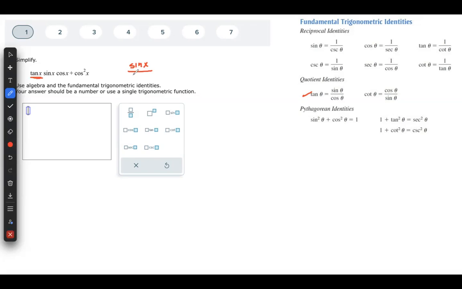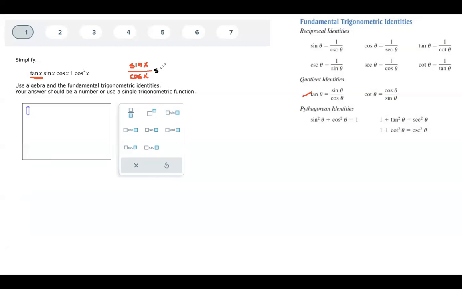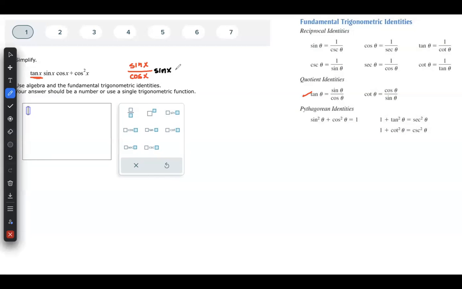sine of x over cosine of x. Everything else must stay exactly the same. The tangent became sine over cosine, and I'm going to leave everything else as it was: cosine of x plus cosine squared of x.